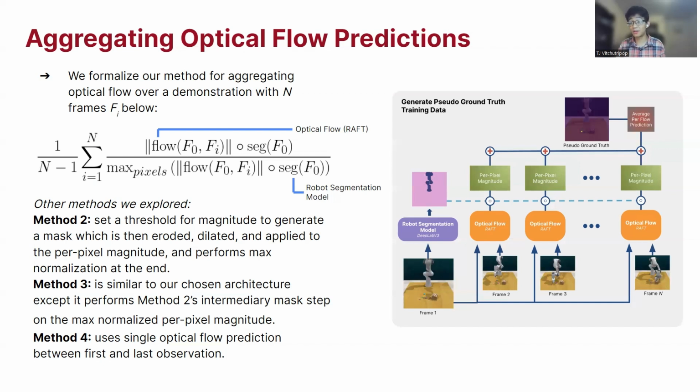We explore 3 other aggregation methods as well. Method 2 adds a noise reduction step where we threshold each of the magnitudes to generate a binary mask we erode and dilate and apply to the magnitude. What's also different here is that we don't perform max normalization for each of the magnitudes, but instead we get rid of the averaging step and max normalize the summed magnitudes. Method 3 is similar to our chosen method, only adding the noise reduction step Method 2 introduces. Method 4 does not perform any aggregation, instead relying on a single optical flow prediction between the first and last observation.